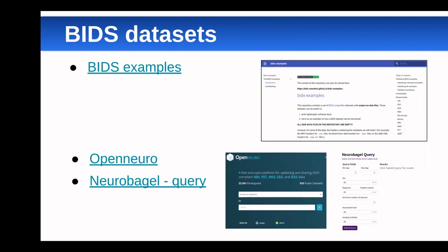Then if you need to access BIDS datasets out there, well, first of all, you have the BIDS examples, which I think I mentioned earlier, which is a repository with plenty of datasets in it. So there's just a very thin documentation around it where you have a listing of all the different datasets or by modality. And then if you click on any of those datasets, it will bring you to the GitHub repository where you can find it.